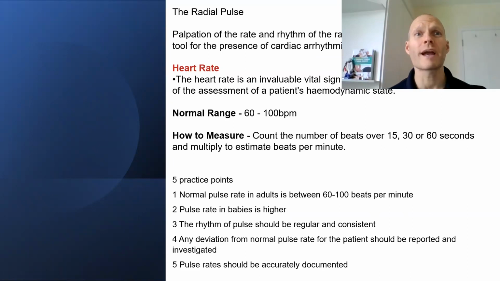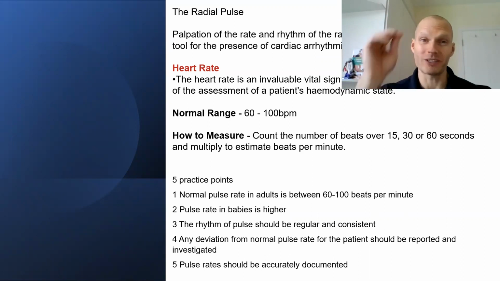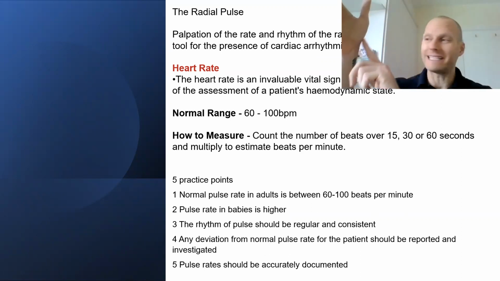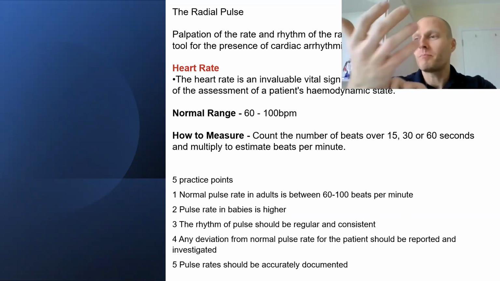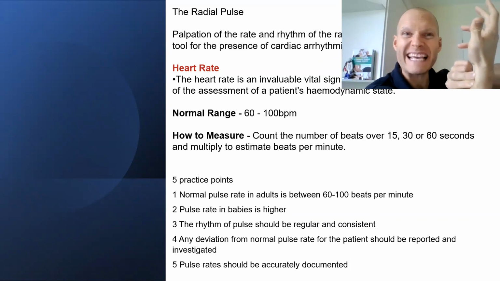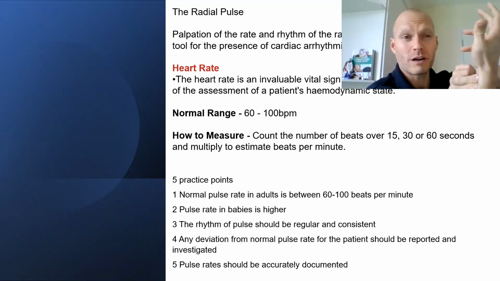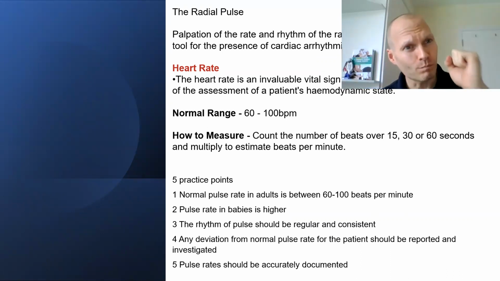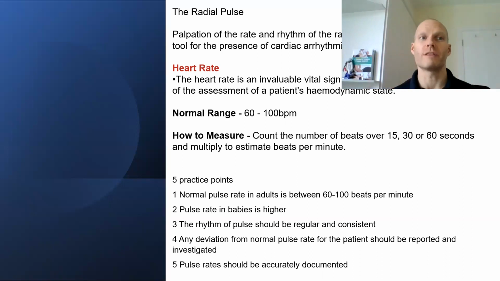So, testing the radial pulse. Now, the radial pulse is probably one of the most easily palpated pulses in the body. To find the radial pulse, we just follow the thumb all the way down on that outside portion, just past where the tendons sit, and we should be able to quite easily feel where that radial pulse is. And we're feeling for this boom, boom, rate and rhythm.